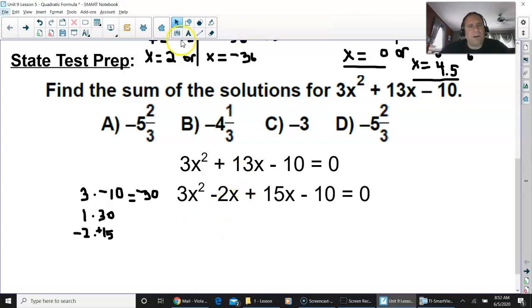So one thing I did want you to understand, and I've said this plenty of times, this 13x becomes the negative 2x plus 15x. And it's just replacing this. So you're not changing anything. You're bringing this 3x squared down. You're bringing this down, but now you're splitting it up. And then you're bringing this negative 10.